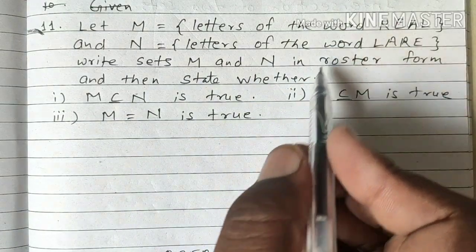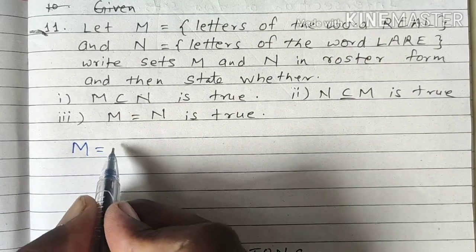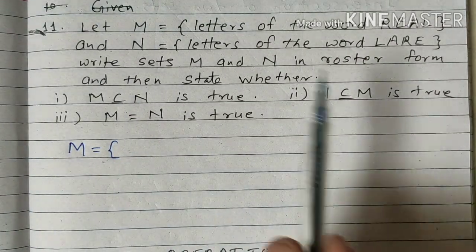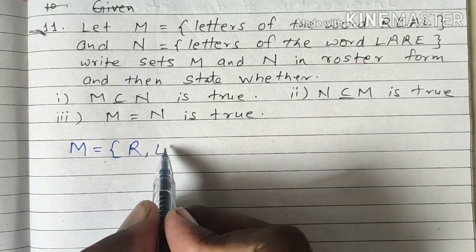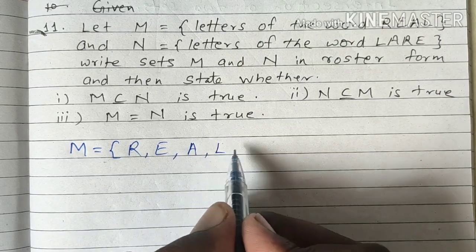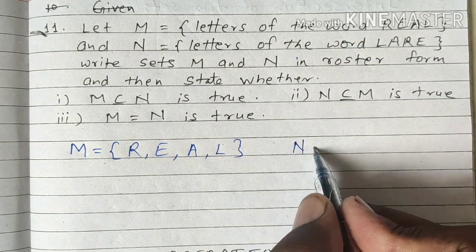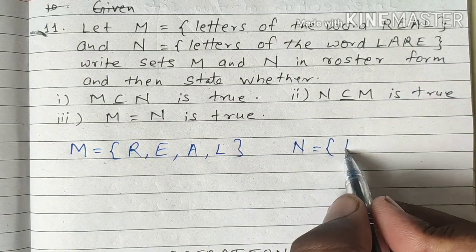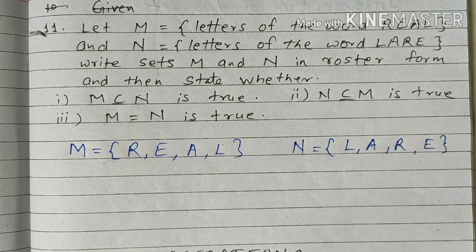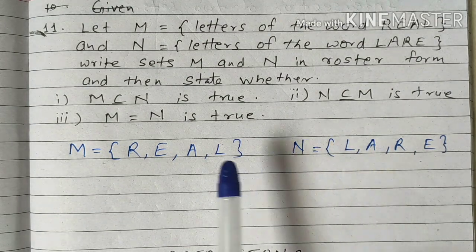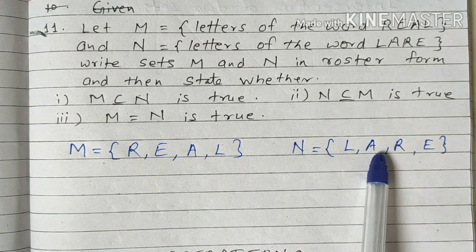So first of all, let us convert the M set and N set into roster form. First we will write the M set. Set M, letters of the word real: R, E, A, L. No repetition of elements. Then next is our N set: L, A, R, E. Layer. Now students tell me, are all the elements of the M set present in the N set?